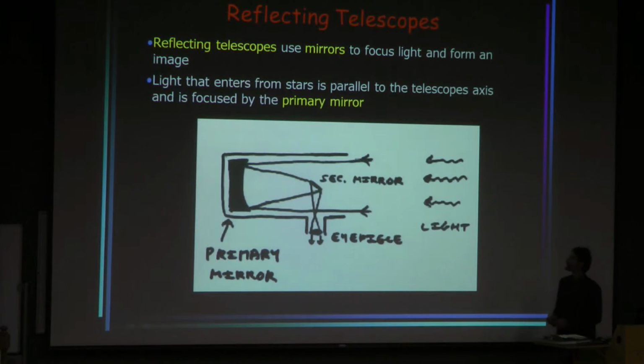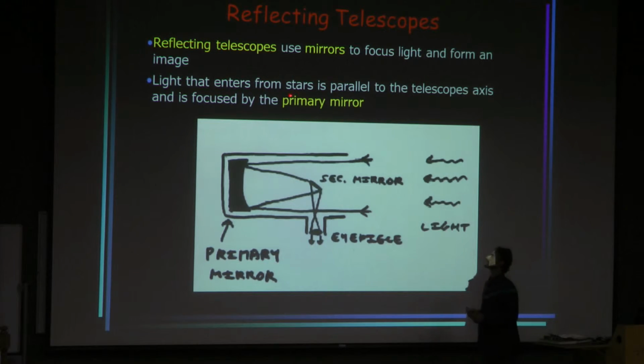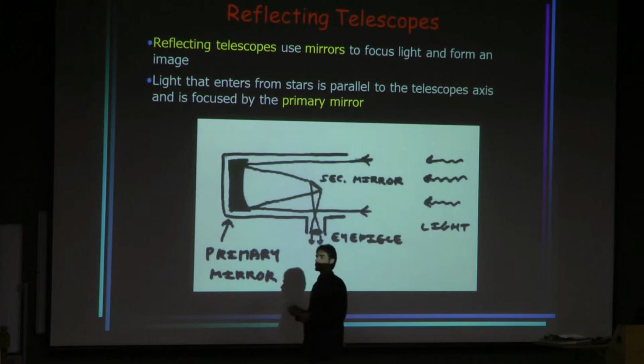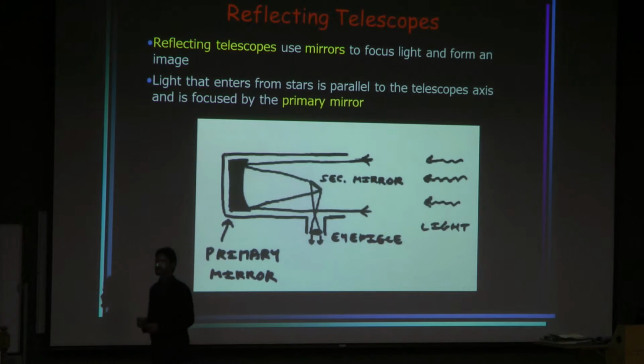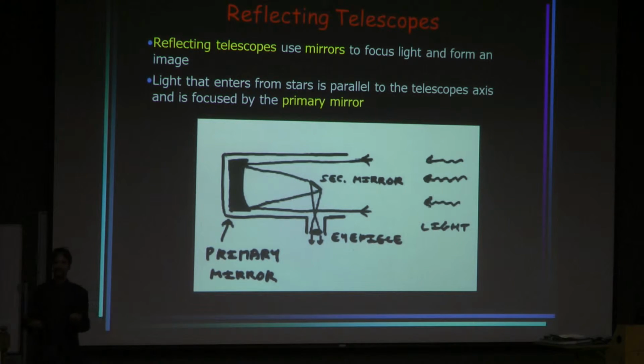All right, so let's go through this in a little more detail. But anyway, let's talk about reflector telescopes first. So we have to cause the light to focus to something we call the focal point. And that's accomplished in a reflecting telescope using a parabolically curved mirror.